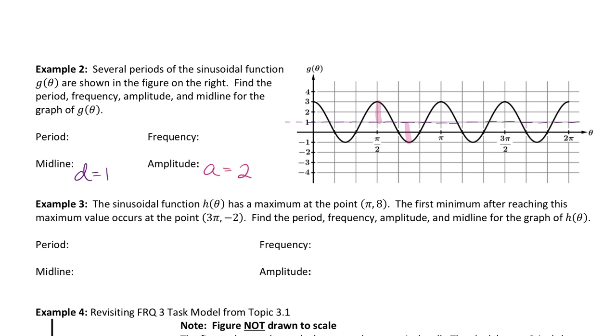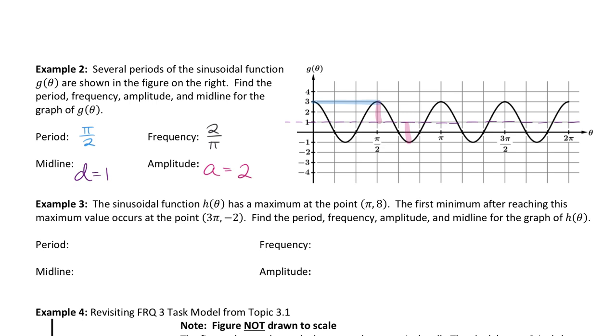How long did it take for me to finish one full cycle? Pi over 2. Because if I go from maximum to maximum, that took pi over 2 radians to happen, which means my period is pi over 2. So the frequency is 2 over pi. There are 2 cycles every pi. There are 4 cycles every 2 pi. So I was close. You were close.